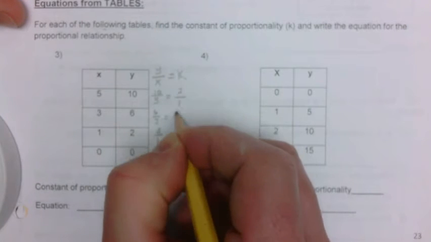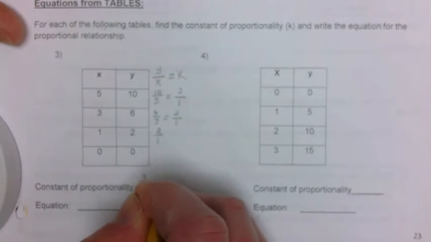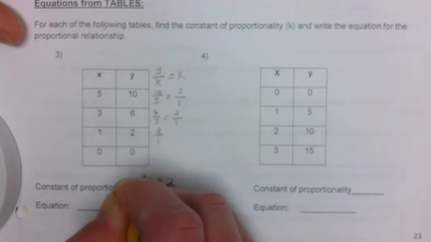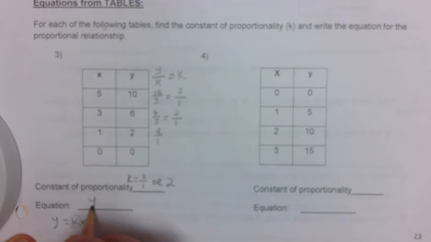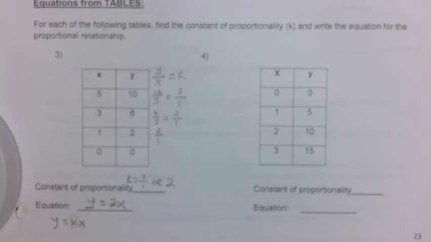So in each case, when we did k, we got a value of 2 over 1 or 2. K equals 2 over 1 or 2. Now we can create the equation since this is a proportional relationship. When it says y equals k times x for the equation, all you do is replace the value of k. So in this example, since k is 2, our equation is going to say y equals 2x. That is the equation for this proportional relationship in the table.